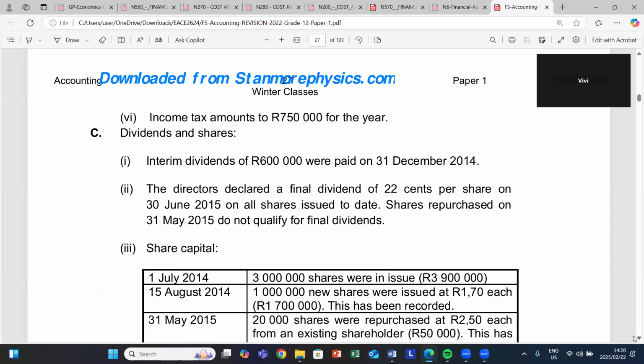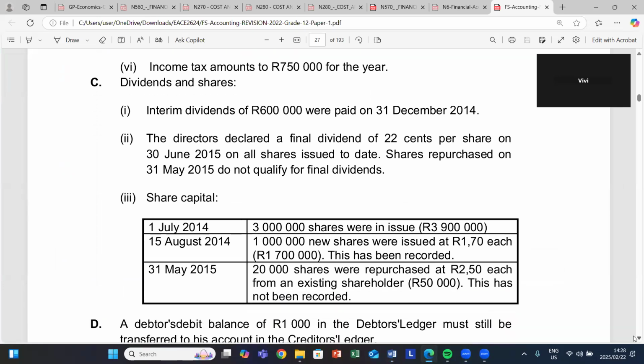And then they told us that the directors declared a final dividend of 22 cents per share on the 30th of June 2015 on all shares issued to date. So shares repurchased on the 31st of May 2015 do not qualify for final dividends.